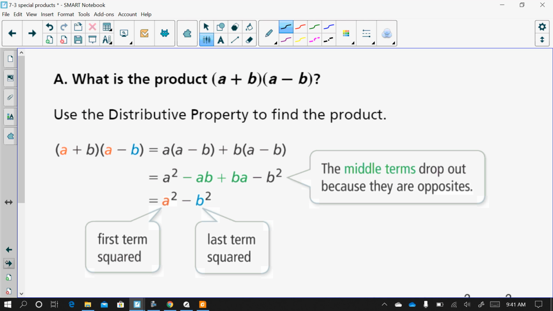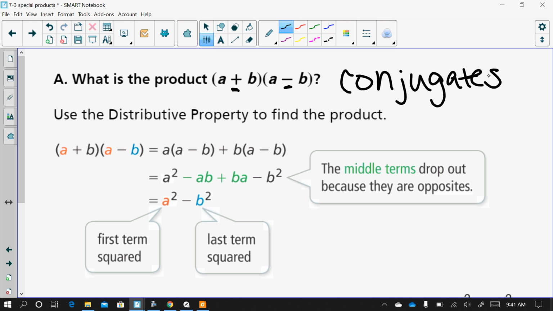So the next special product we're going to look at is (a plus b) times (a minus b). Notice these two things are identical except for the signs in the middle. One's plus, one's minus. We call these conjugates. When they're identical except for the sign in the middle, we refer to them as conjugates. So let's talk about conjugates. Let's go ahead and FOIL.